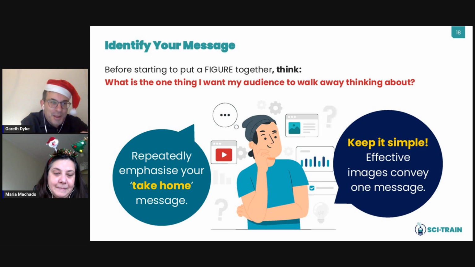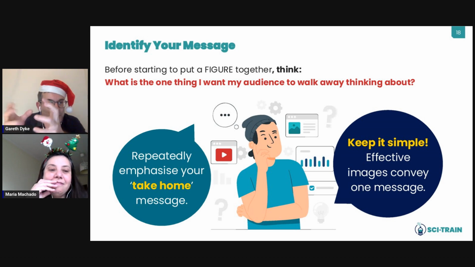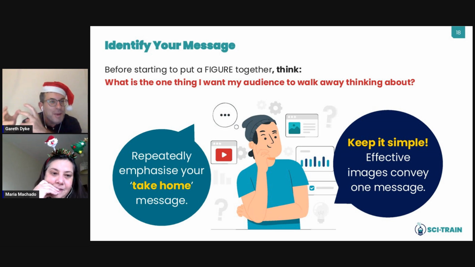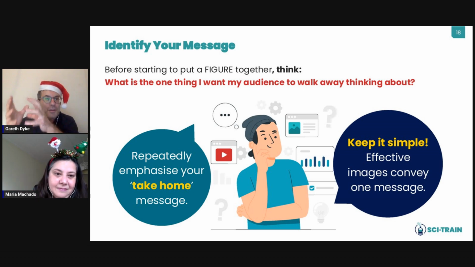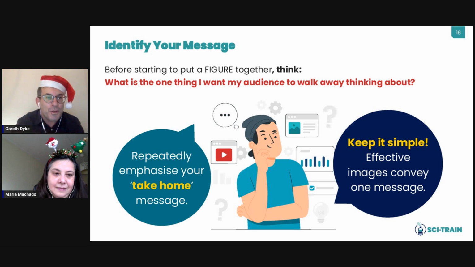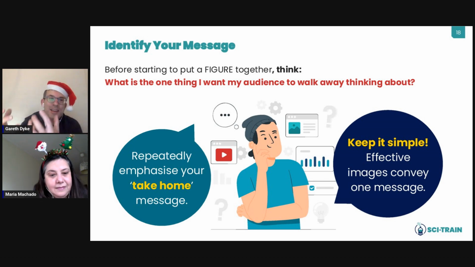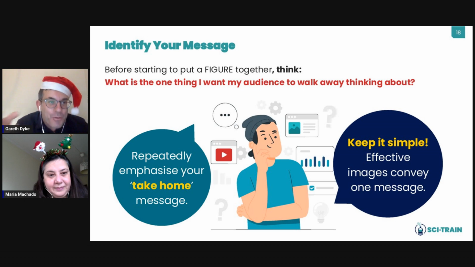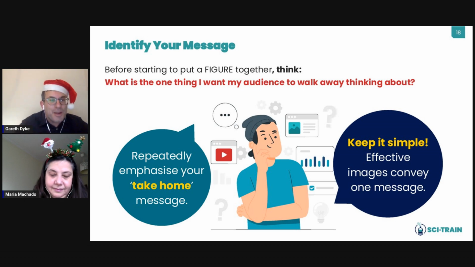You've got your methods section, you've got the data, you've started to put together figures, you've started to make tables. This is where you're going to start to build the message into your research article. What's the most significant result? So as Maria was saying, what is the one thing that you want your audience to come away from reading your paper thinking about? And that's your take-home message. That has to be clear and effective in those figures, keeping it simple, of course, as well.